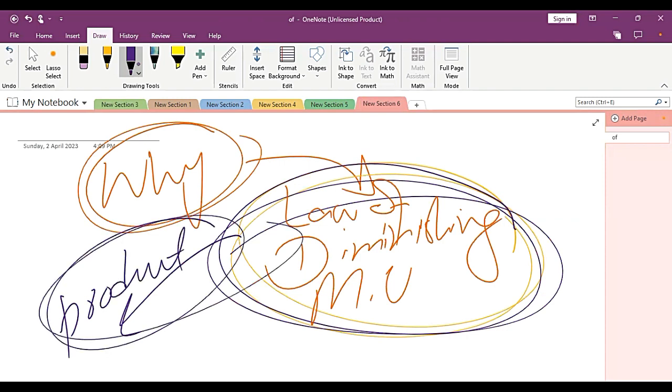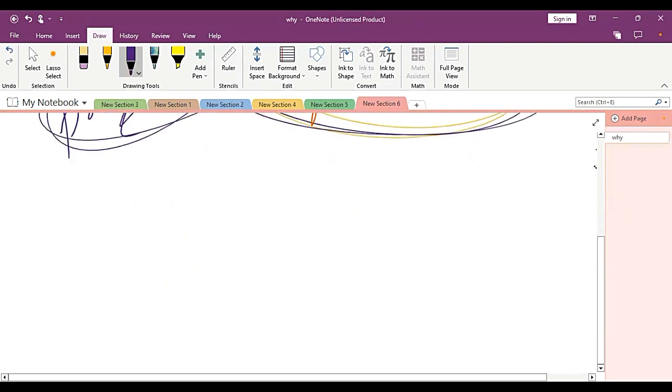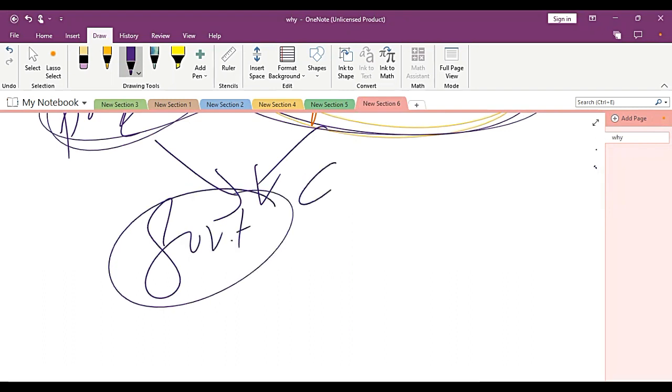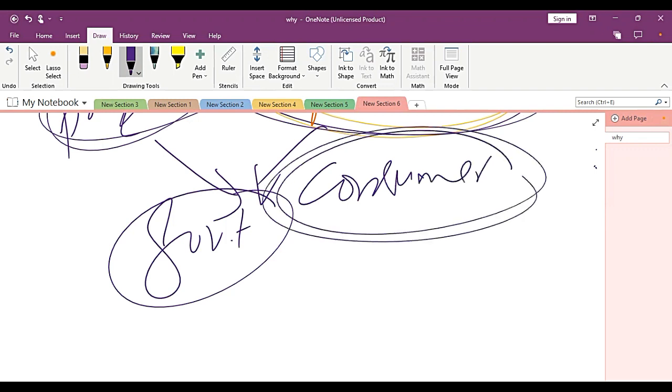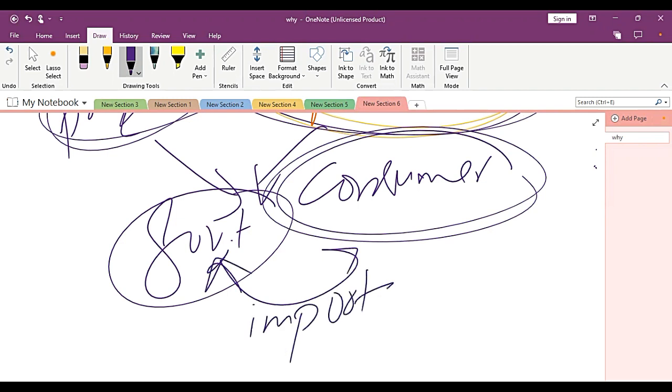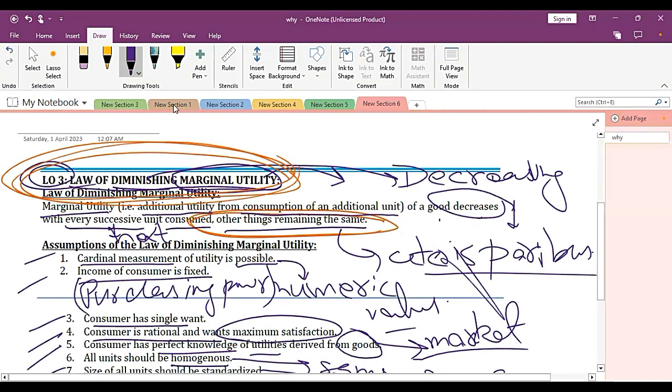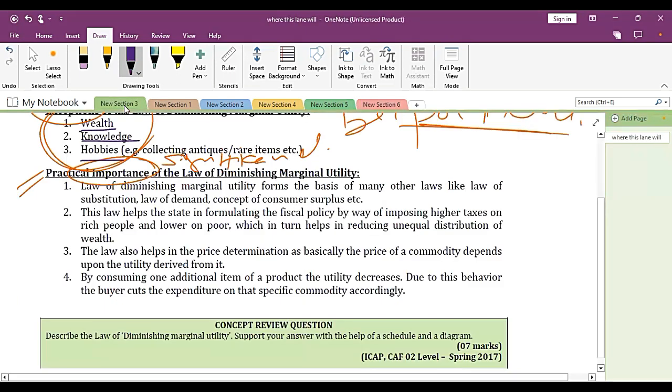Let's study. In this topic, we will also cover its importance for government or consumer, and why both of them have to keep this concept in mind before making any decision regarding products. Let's start.